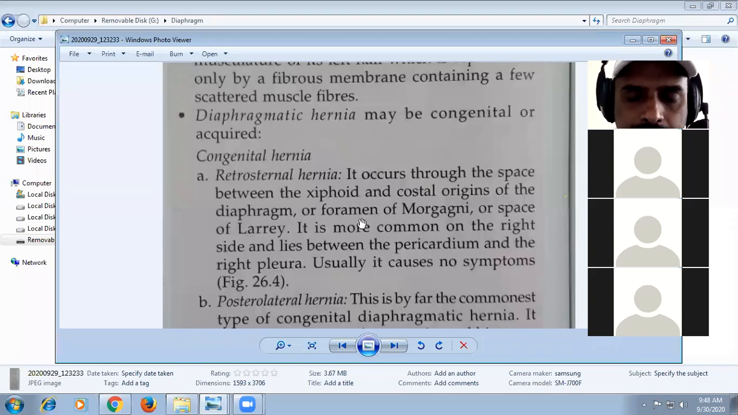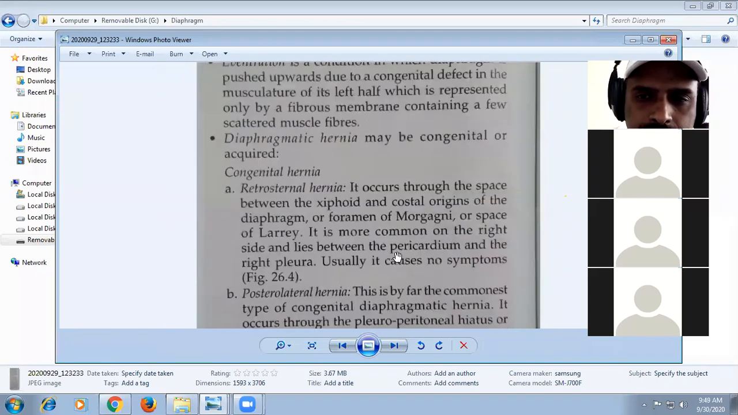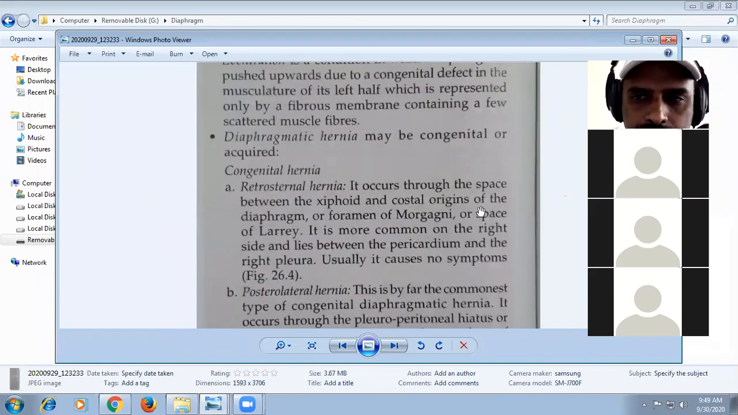Then one more most important point you have to remember is diaphragmatic hernia. As you know, the diaphragm is a muscle, pierced by many larger and smaller structures, and those pierced points are the weakest parts. So there may be herniation, and that hernia we call diaphragmatic hernia. It may be congenital. If it is behind the sternum, it is a retrosternal hernia; there are also posterolateral hernias. So you have to remember what a hernia is, you know.